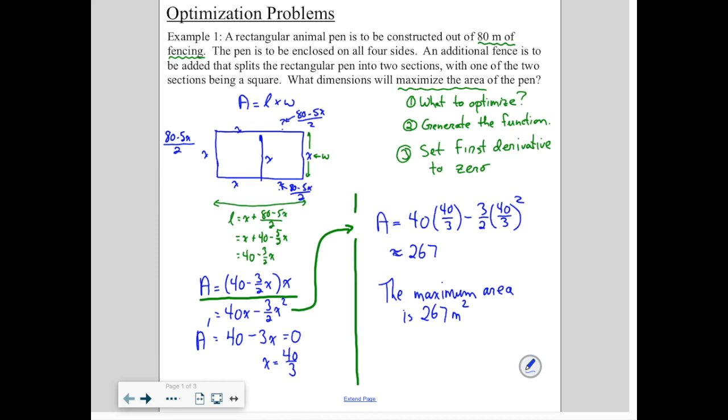Length, we have an expression for length. We could substitute that 40 thirds into that, figure out what the length is. Question didn't ask for it, but I could easily figure it out. Sometimes questions do ask for those things, so be on the lookout for that. But for this one, we are done.